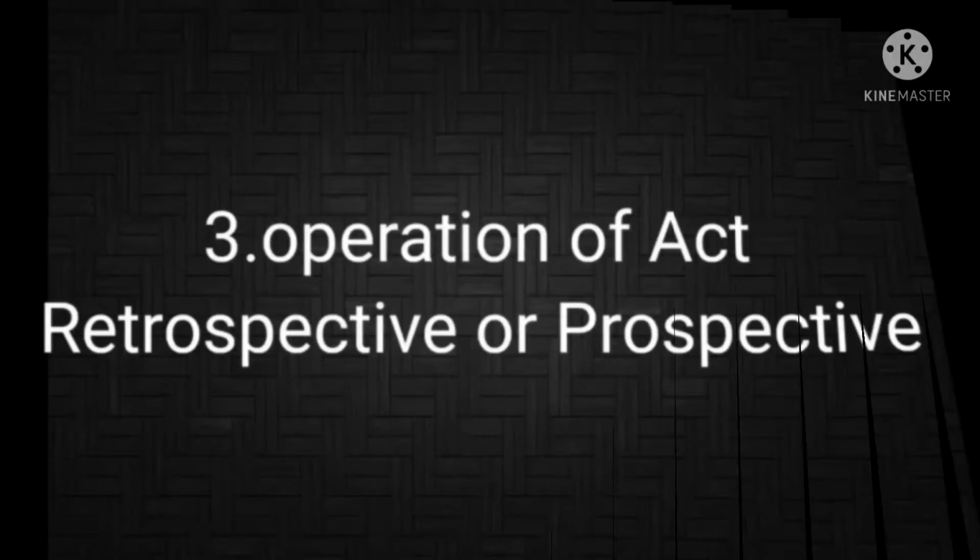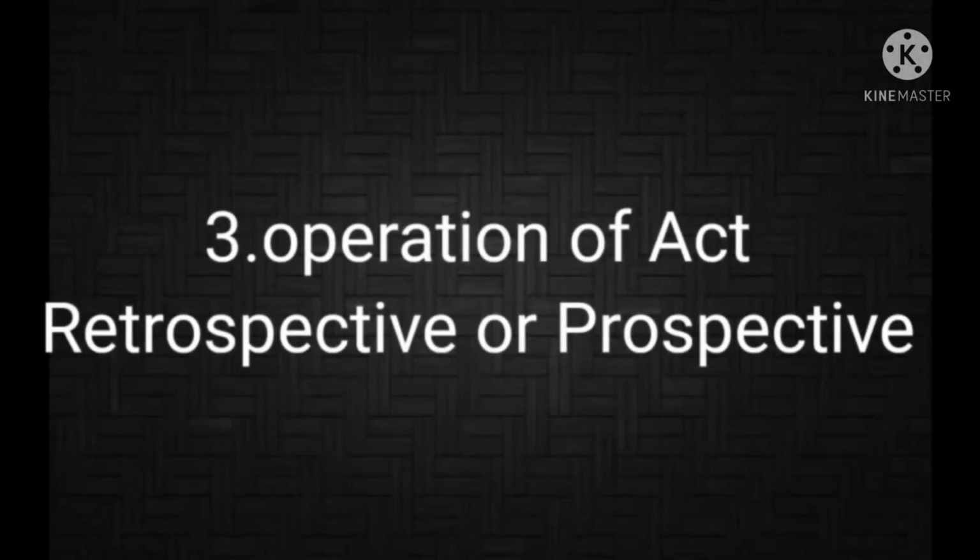The next characteristic is the operation of the act, whether it is retrospective or prospective. The general rule is that a statute of limitation, being a law of procedure, is retrospective in its operation and governs all proceedings from the moment of its enactment, even though the cause of action might have accrued before the act came into existence. Therefore, the law of limitation is retrospective in operation.